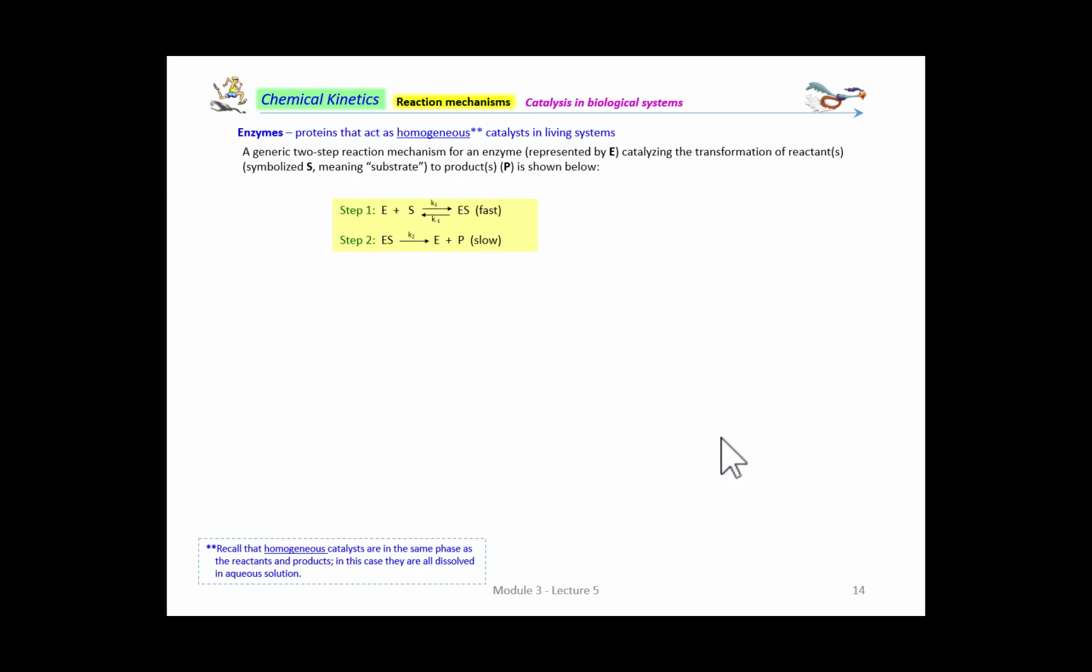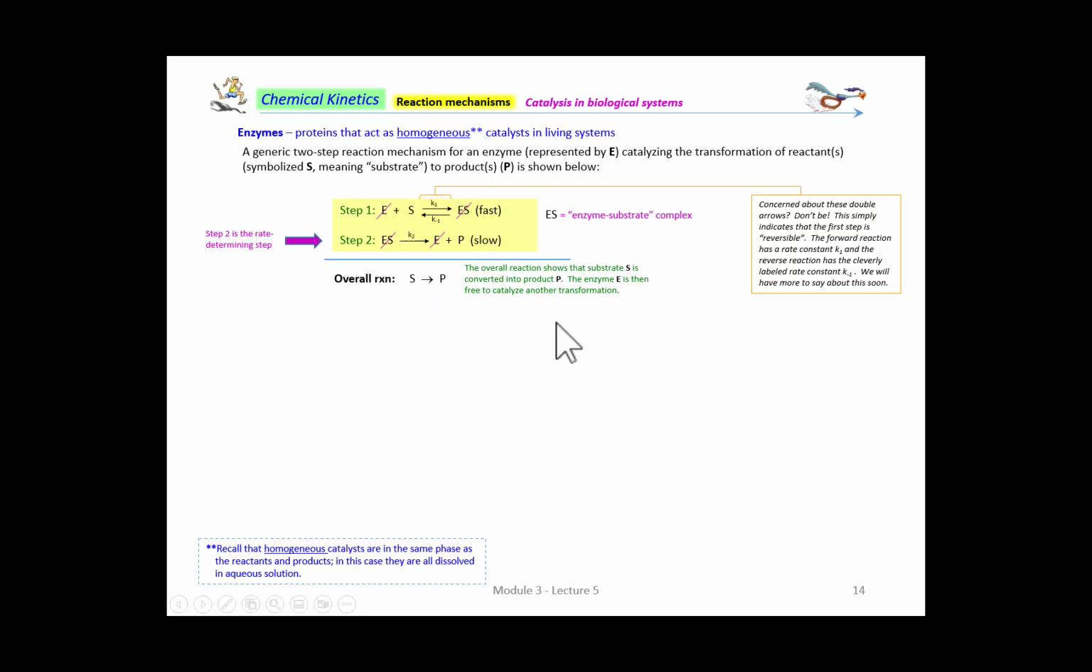We can use a generic two-step reaction mechanism to describe the functioning of an enzyme. The enzyme is represented by E, and it's catalyzing the transformation of some reactants, which in this case we call substrates, to products P, and that two-step reaction mechanism has a fast step. So the first step is considered to be the fast step, where we form an enzyme substrate complex, and the second step is considered to be the slow step, and of course that's our rate determining step. If we crossed out the enzyme substrate complex, which is an intermediate that appears and disappears, and the catalyst E, as we've done in previous mechanisms, the overall reaction is this kind of simple looking substrate going to product.